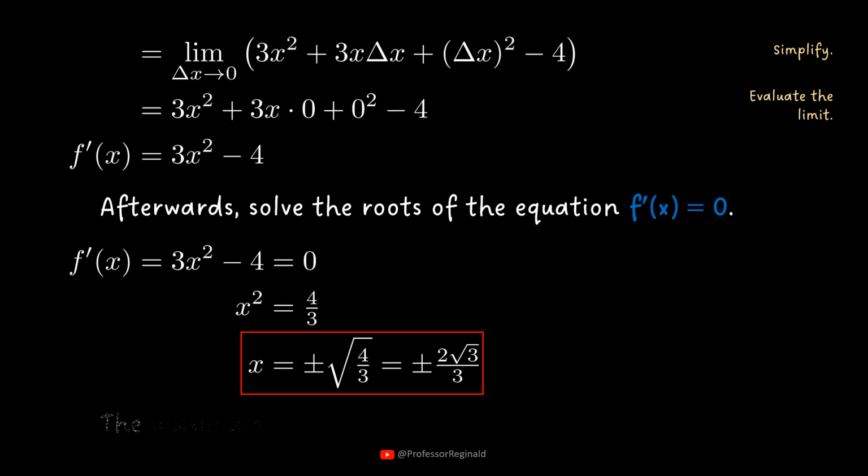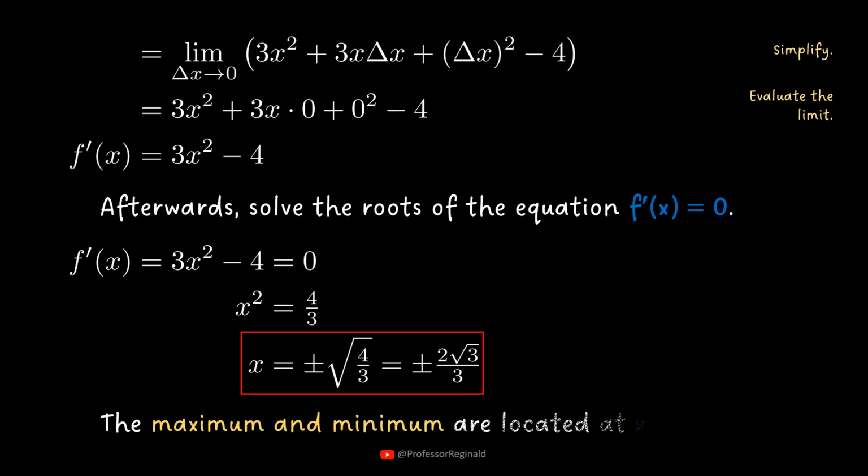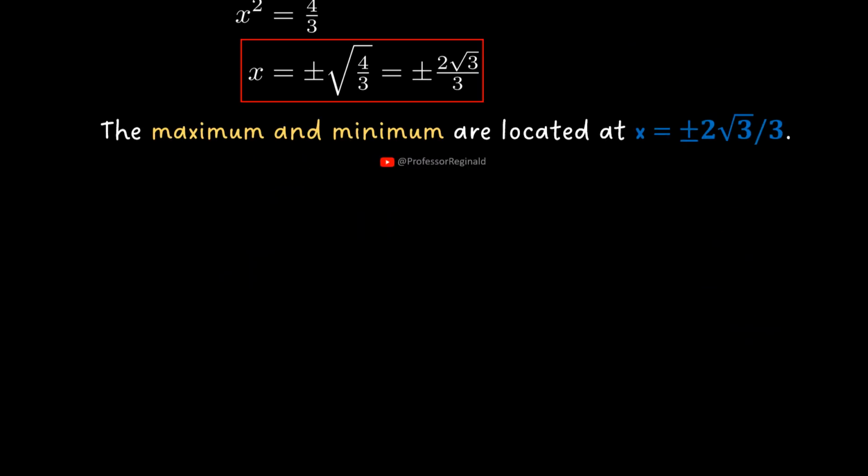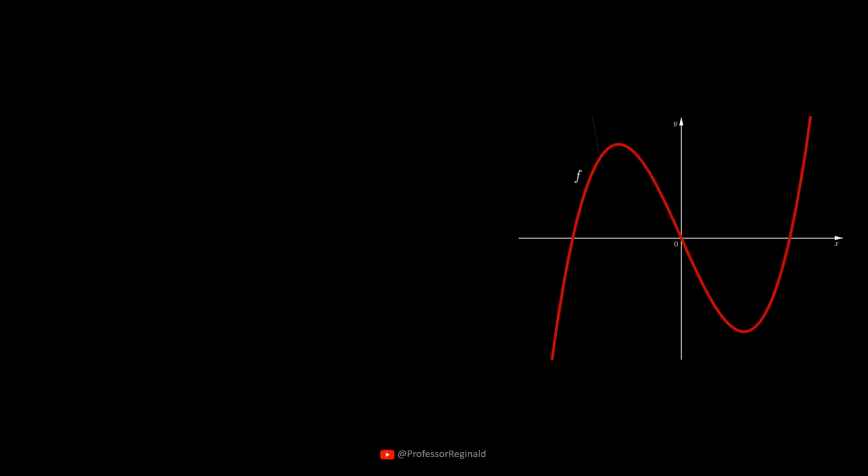Therefore, the maximum and minimum of f are located at x equals positive or negative 2 square root of 3 all over 3. The following figure illustrates the maximum and minimum of the given function. F is the red curve, while its derivative is the blue curve. The locations of the minimum and maximum of f are located at the zeros of its derivative.